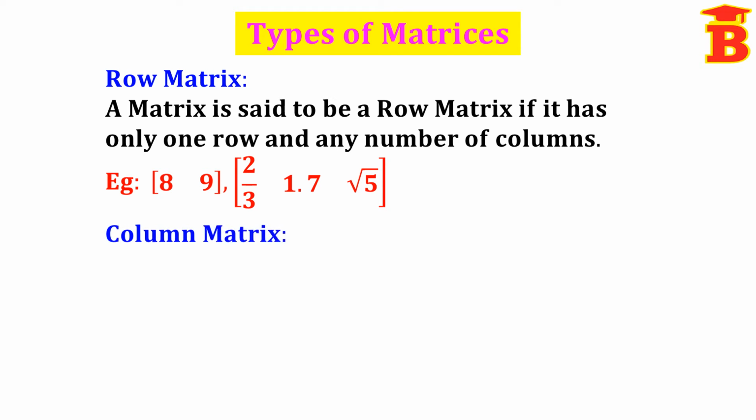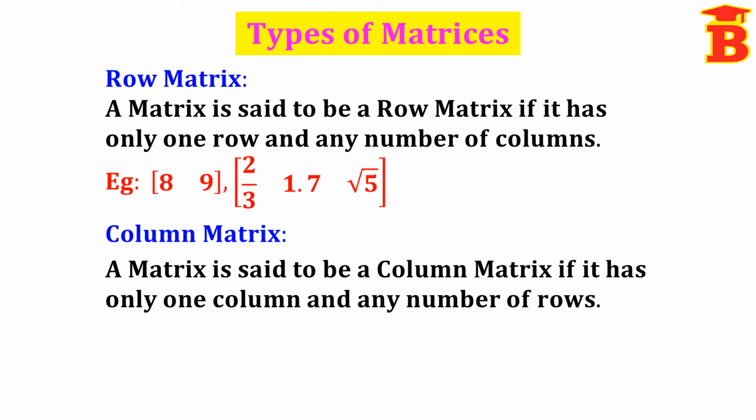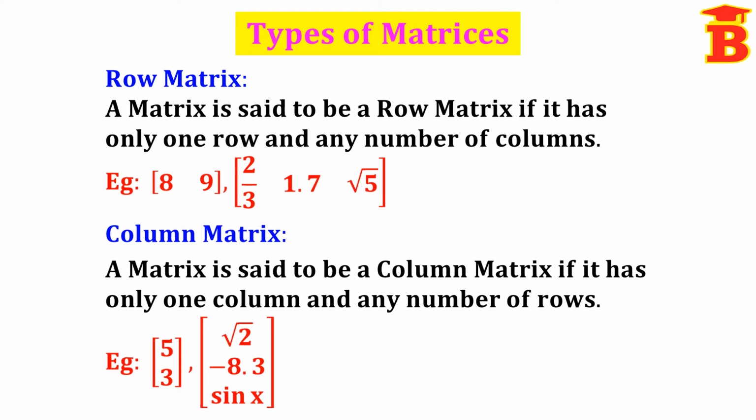Next, column matrix. A matrix is said to be a column matrix if it has only one column and any number of rows. So see the example. We must have only one column and we can have any number or any function, but we must have only one column. Then it's called column matrix.